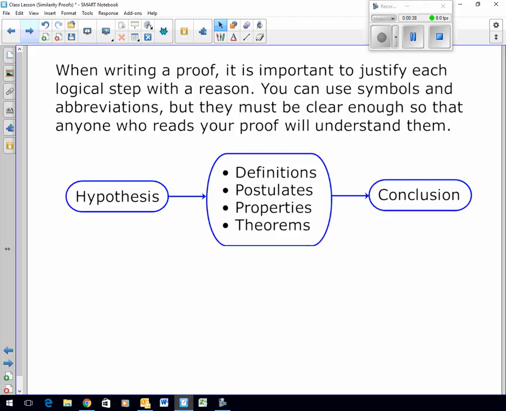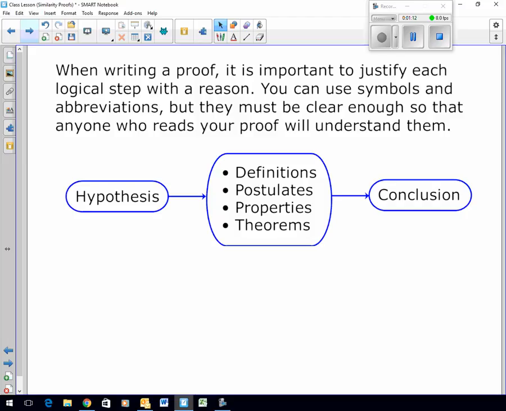You don't have to write this down. Just visualize what's going to happen here. When we're writing a proof, it's important that we justify each logical step with a reason. That's why I've been such a pain in the rear about our definitions. It's important to know the difference between complementary and supplementary, congruent and similar. You can use symbols and abbreviations, however, they must be clear enough so that anyone who reads your proof will understand them. So, what are we talking about when we talk about a proof?